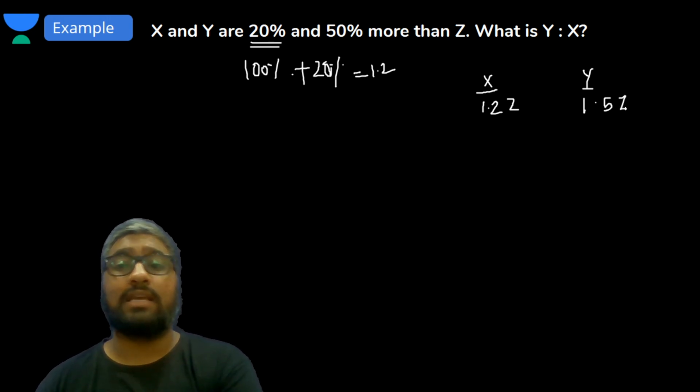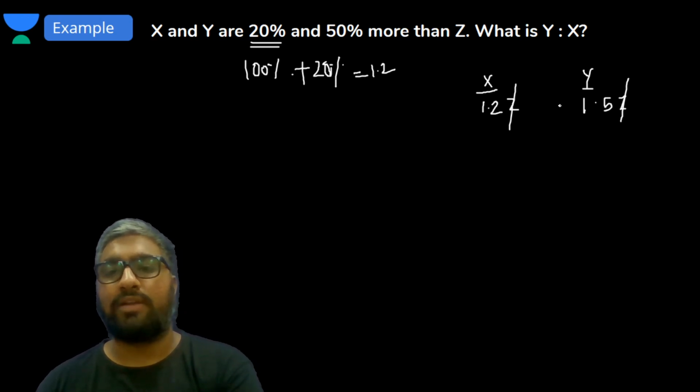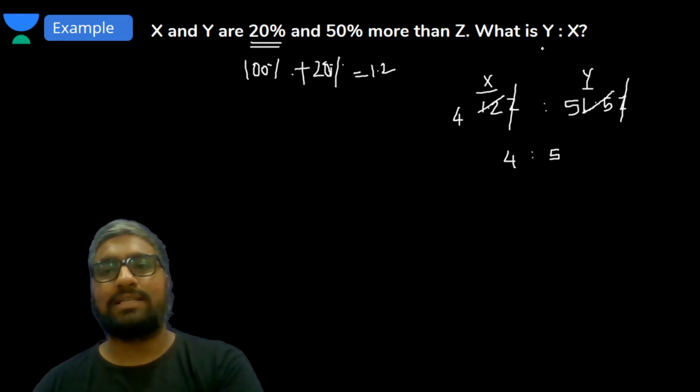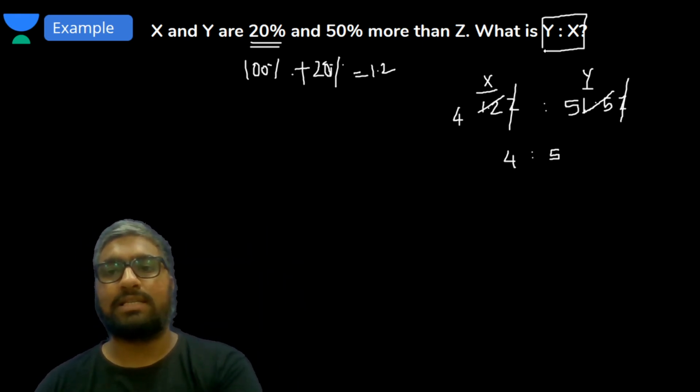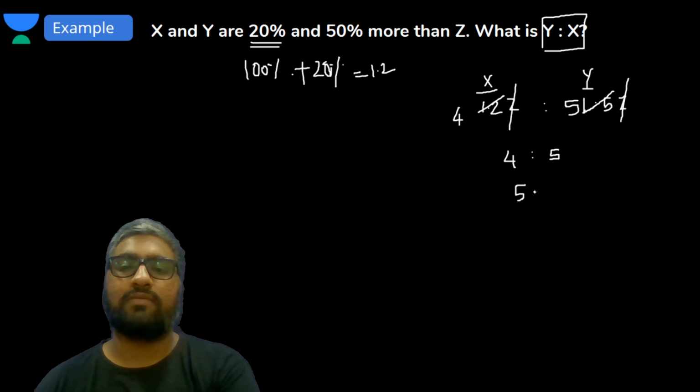They're asking for the ratio. So anything common you can let go. You can call this 1.2 is to 1.5 or 12 is to 15. If I were to further cancel this, this would be 4 times 3, this would be 5 times 3. So 4 is to 5 is the answer to some other question. This question is asking for Y is to X, which is 5 is to 4.